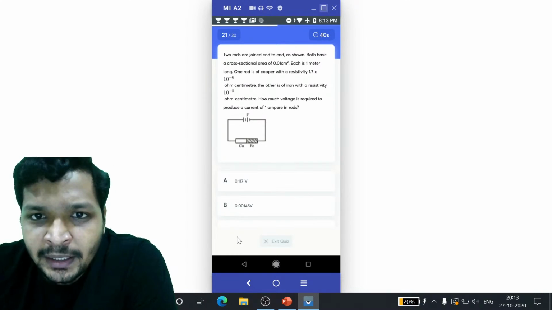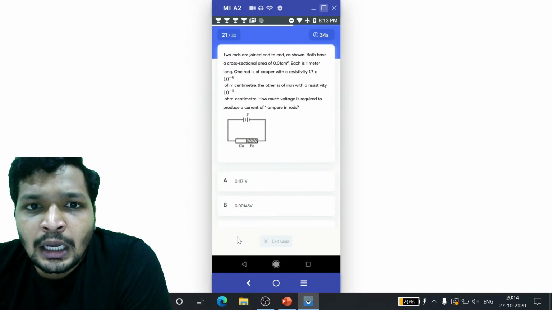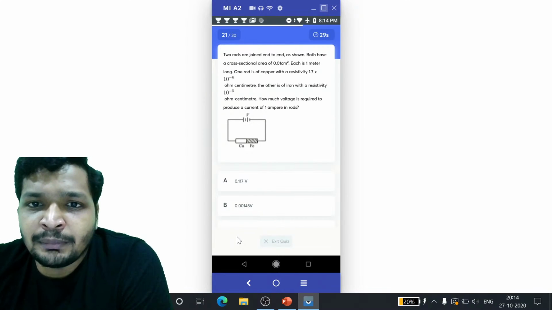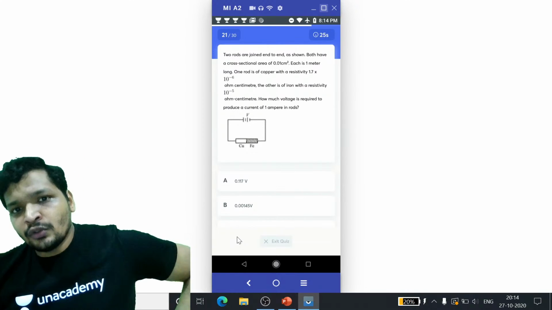For the other one, 10 to the power minus 5. So just do that. It's quite simple, I believe. And what could be done? I don't think any shortcut exists. 1 meter. So that is something. And take care of the centimeter square conversion. So it's going to be 2 meters.